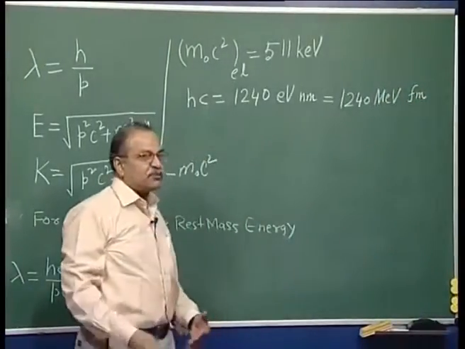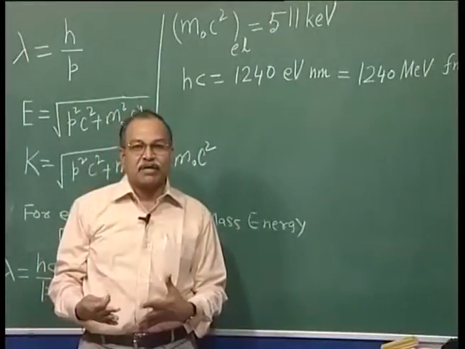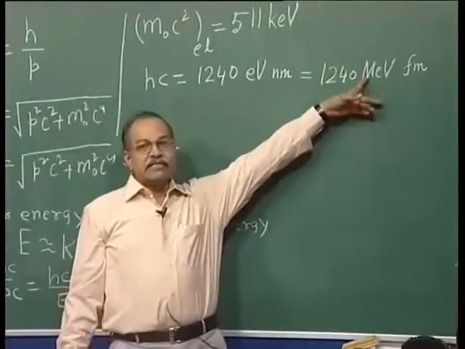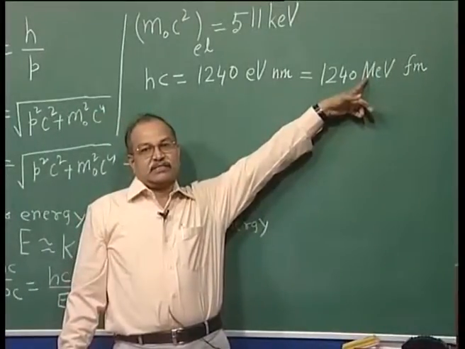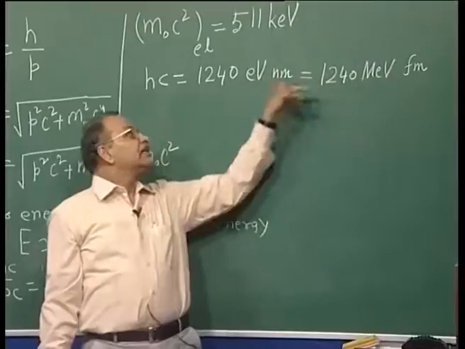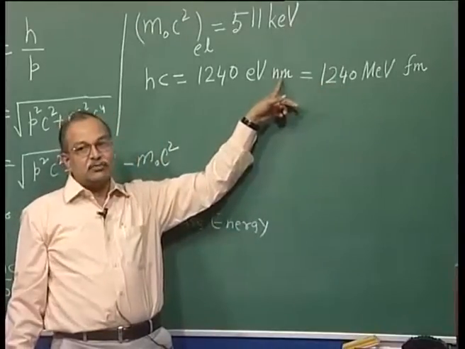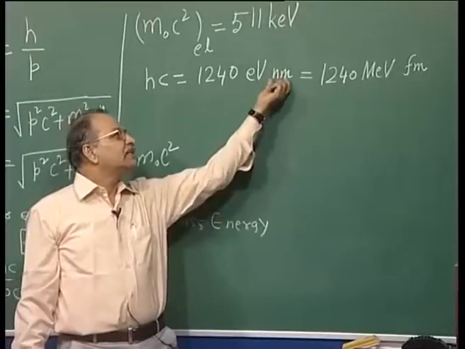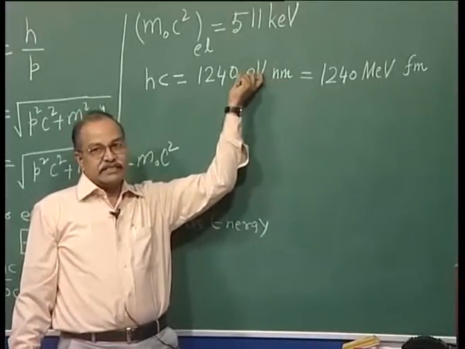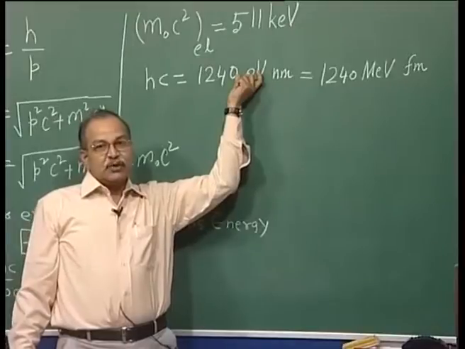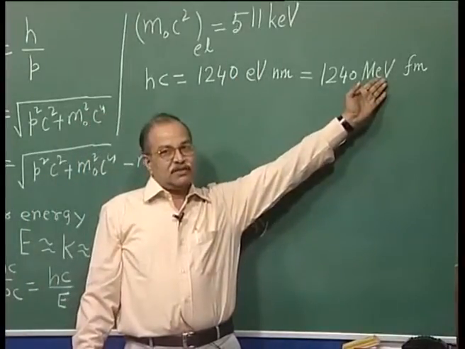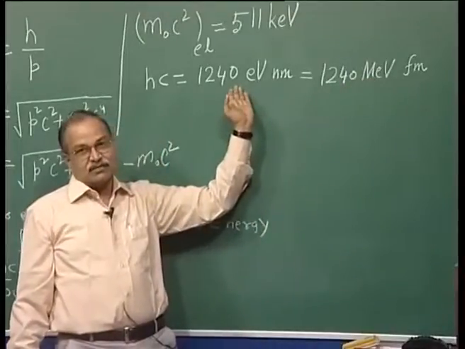Fm is for femtometer. Femtometer is 10 to the power minus 15. Capital M is mega, 10 to the power 6. So if you write electron volt, here you write nanometers, 10 to the power minus 9 meters, but the same thing you can write here in femtometers, and then this is mega electron volts. In nuclear physics, this unit is more useful. In atomic physics, this unit is more useful.